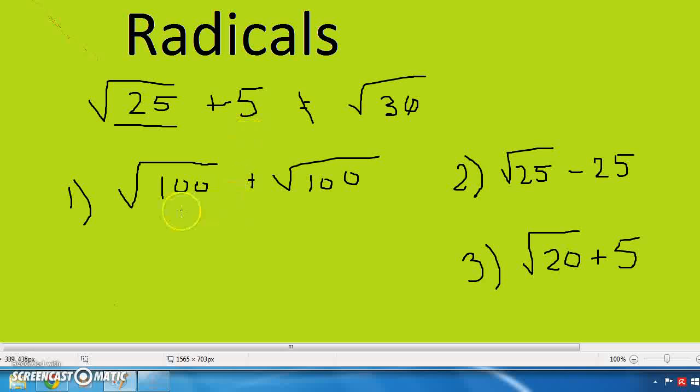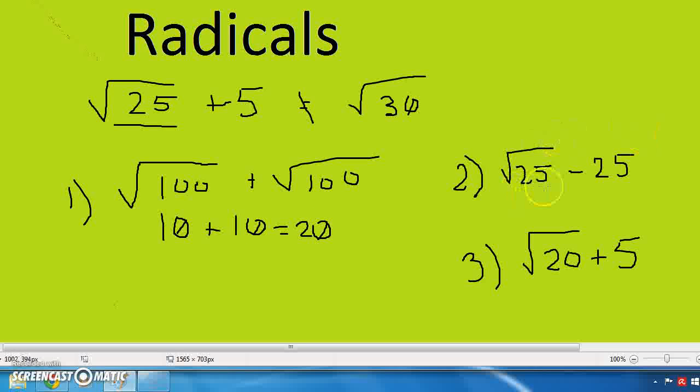So let's move on and try some other ones. This isn't equal to the square root of 200. You can't add these together. They're two different numbers. Like I said, inclusive. This is just 10. We know the square root of 100 is 10, plus 10. And that's equal to 20. So that's the answer to number 1.